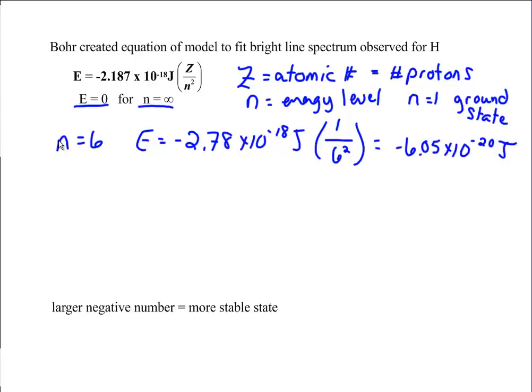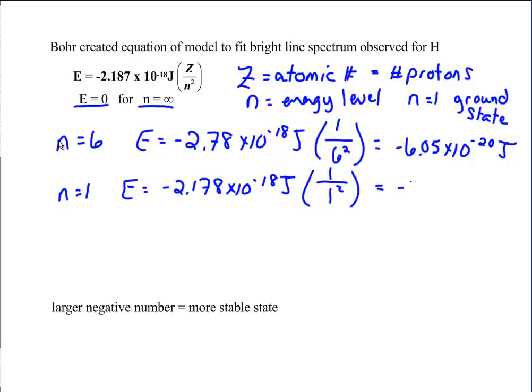We'll do the same thing for N equals 1. And the energy there is going to be, again, same equation. Here N equals 1, so it's 1 over 1 squared. So we just get negative 2.178 times 10 to the negative 18 joules.